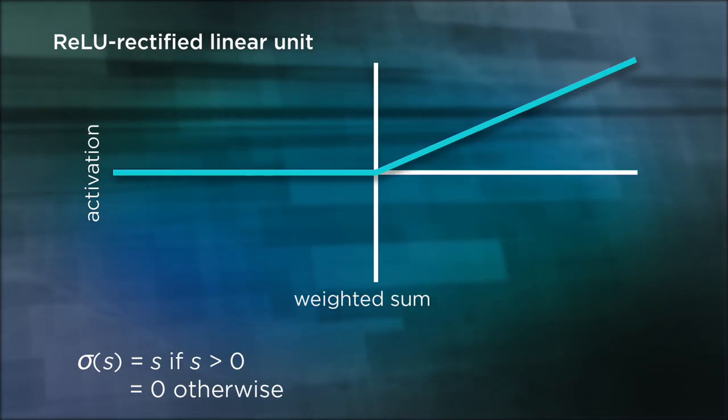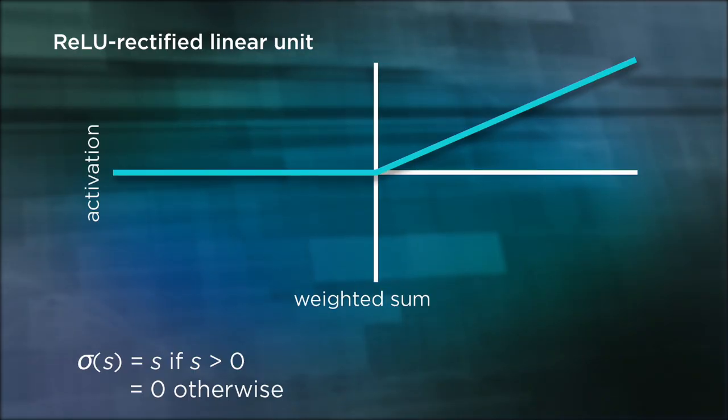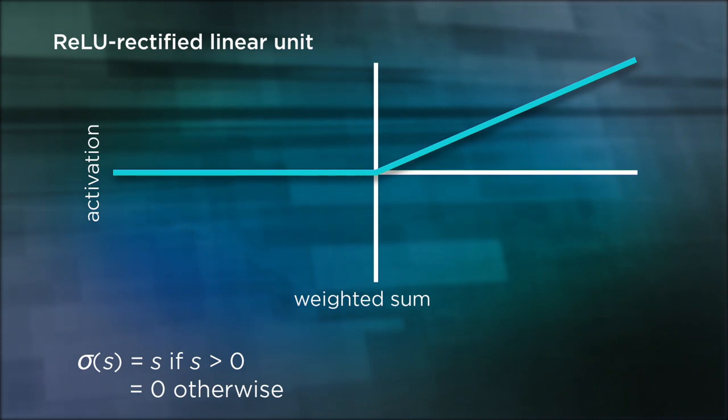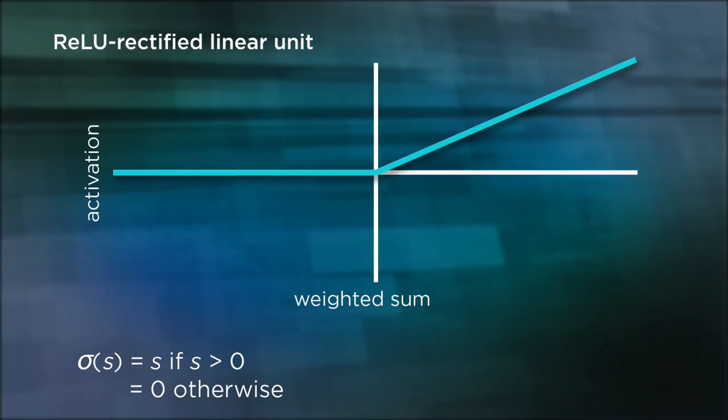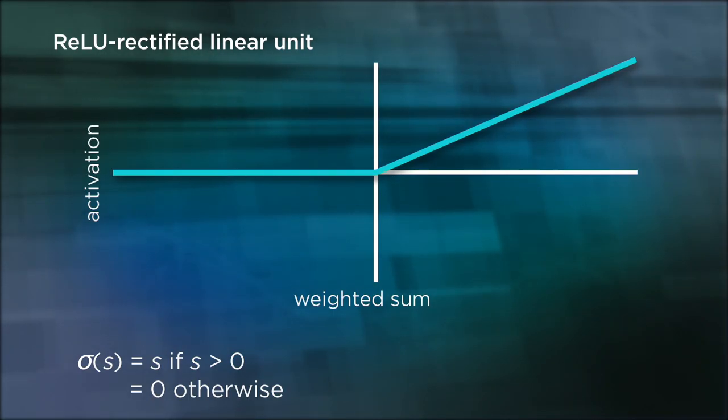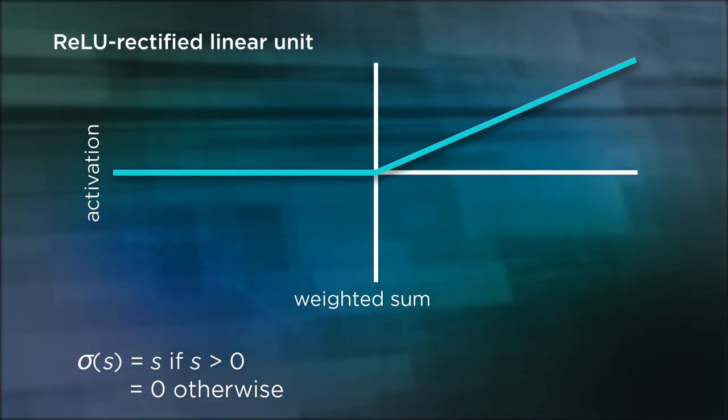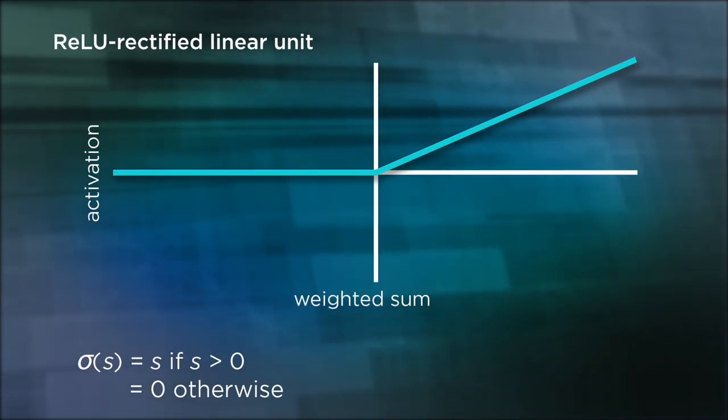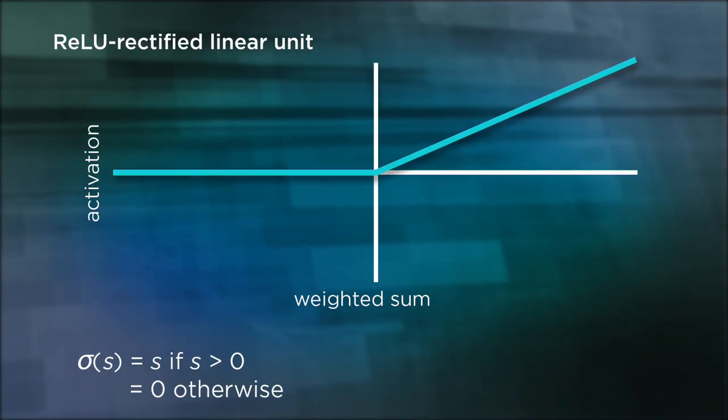It's a fantastic compromise between the simplicity of the linear function and the nonlinearity of the sigmoid function. The ReLU activation function has the form sigma of the weighted sum s is equal to s if s is greater than 0, and 0 otherwise. The name ReLU is a shortening of rectified linear unit. The linear unit part of the name comes from the fact that this activation function is just the linear activation function for positive inputs. But it is thresholded, so the output value cannot go below 0. That's the rectifying part. ReLUs are the most common activation function used in deep neural networks today.